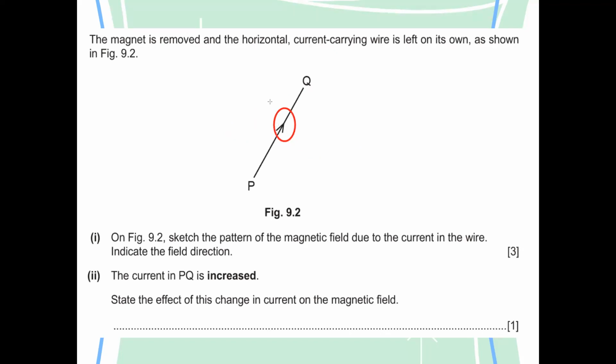So better in this pattern so you understand the 3D. The current is increased. State the effect on the magnetic field. So the magnetic field will be stronger. It will produce a stronger magnetic field. If we increase the current, it will produce a stronger magnetic field. If we decrease the current, it will produce a weaker magnetic field. The strength of a magnetic field depends on the amount of current which is passing.